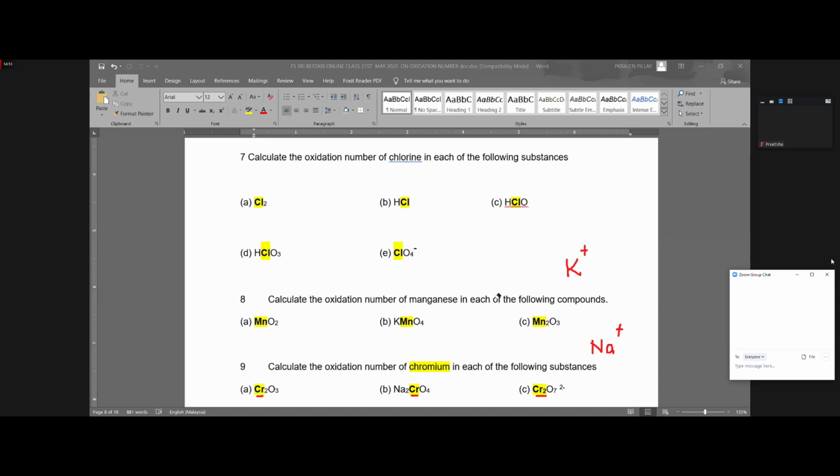Okay. Alicia? Number 7. A is 0. Yes, molecule is 0, same type of atom. Second one? -1. Third one? +1. Fourth one? +5. Please double check. And this one, ClO4 minus. There's a negative charge there. +7. Okay, good. Well done.